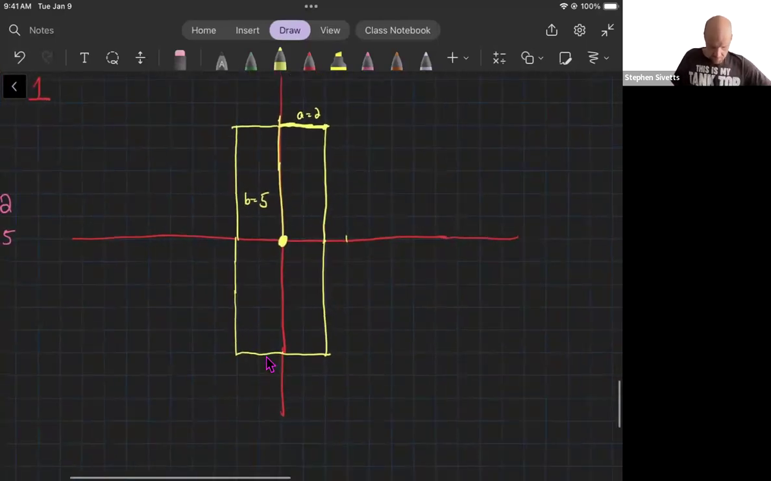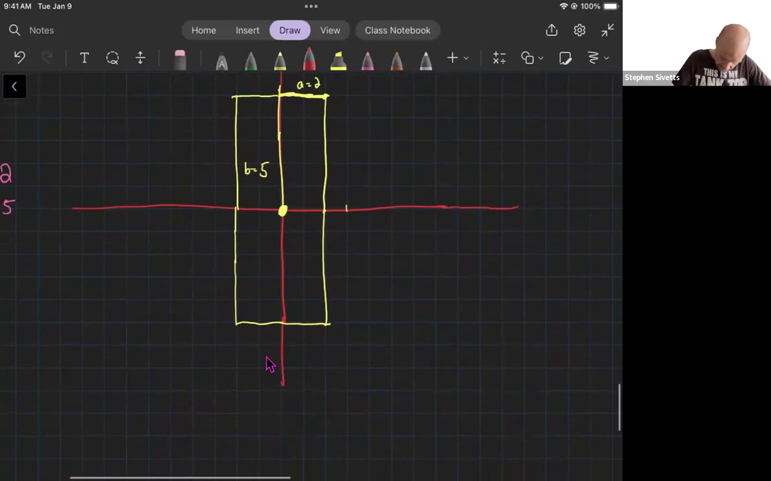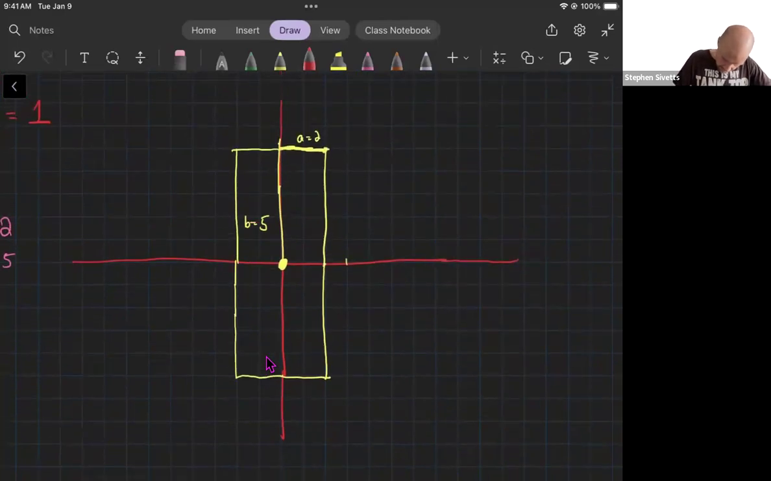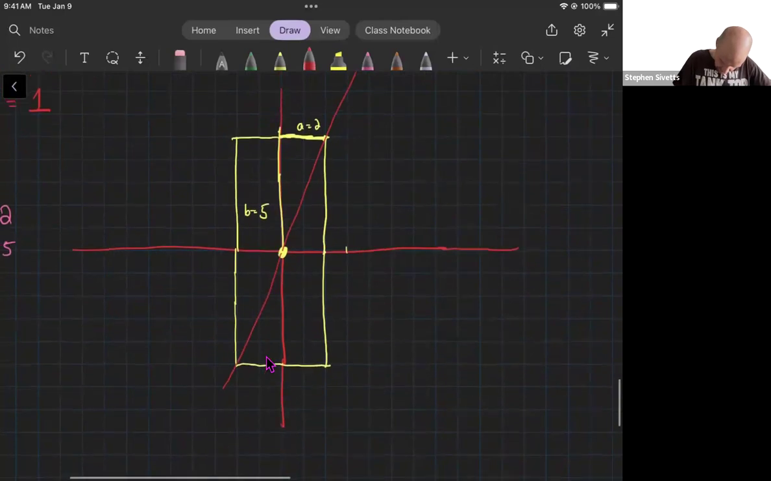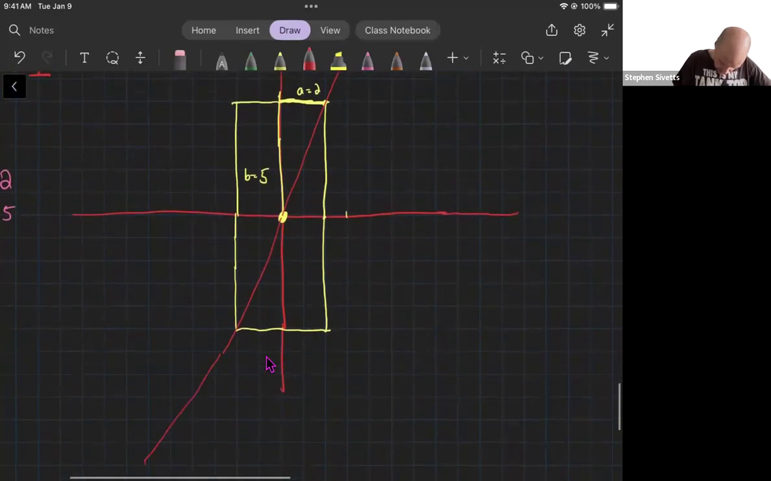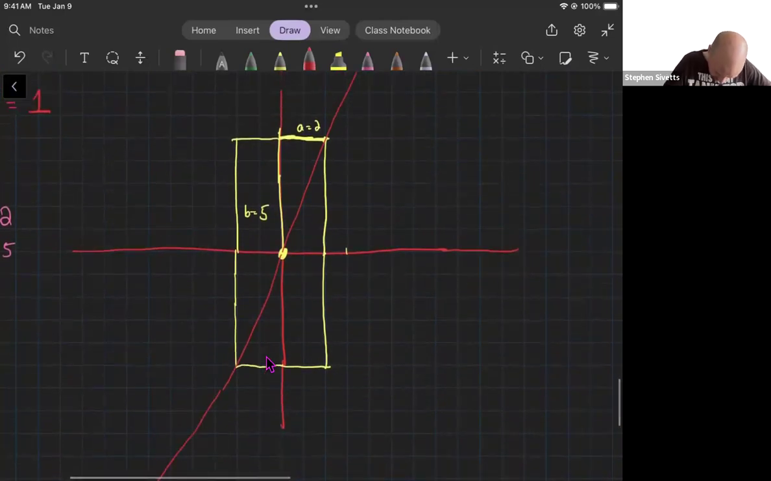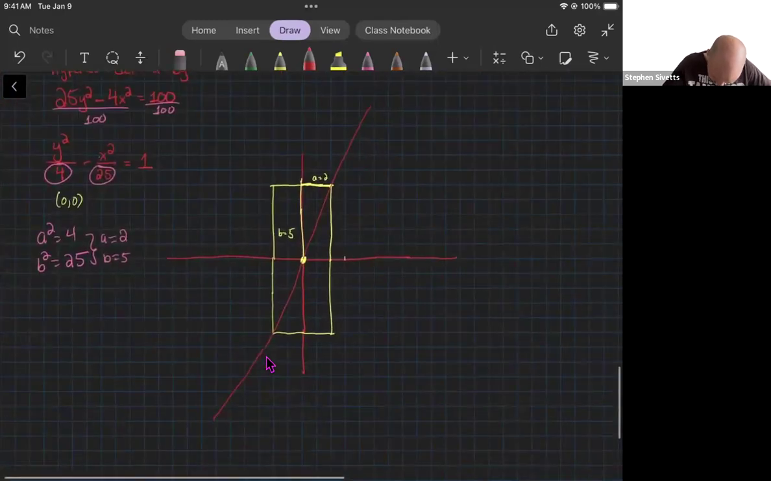And so the next thing we want to do is draw in our asymptotes. Our asymptotes will look something like this. You want to connect lines along the diagonal of the box.